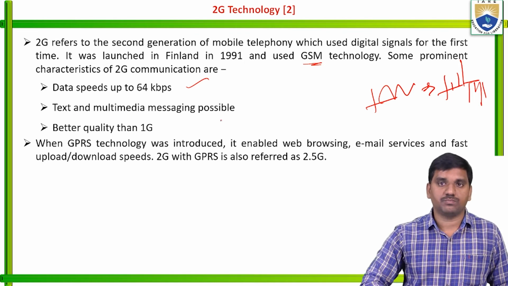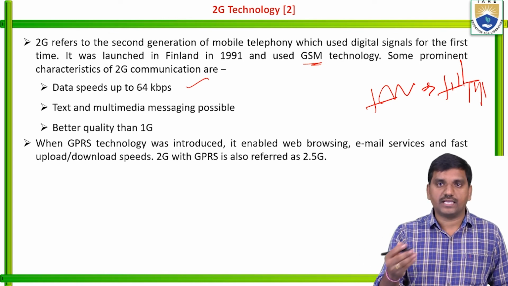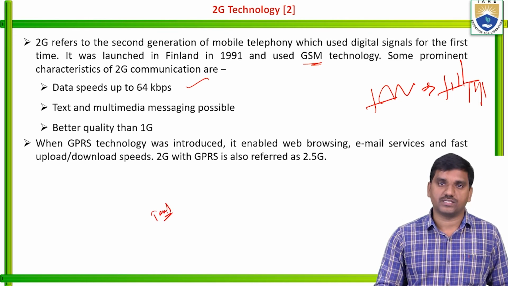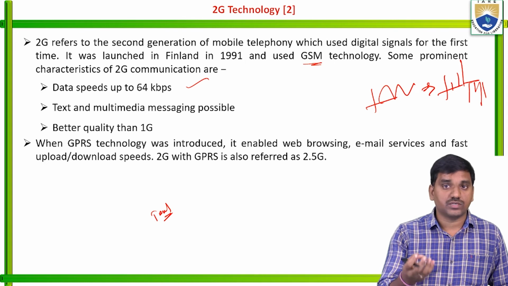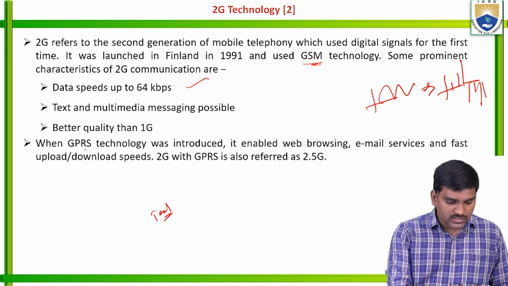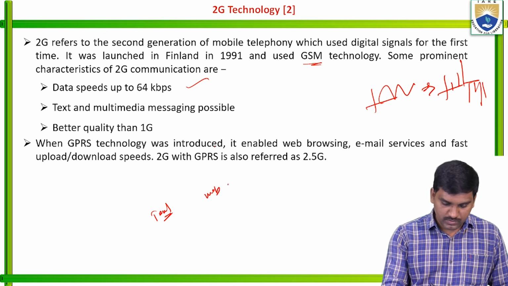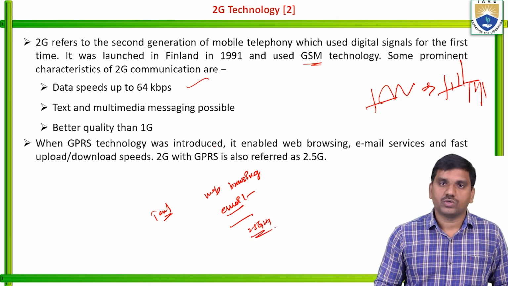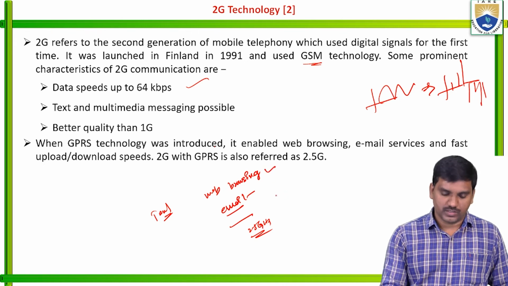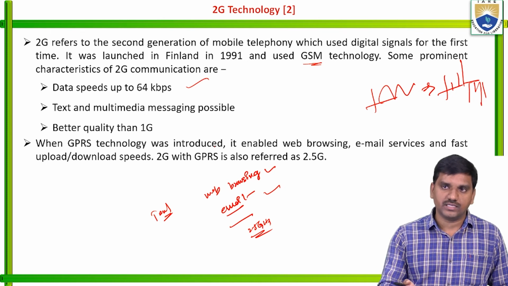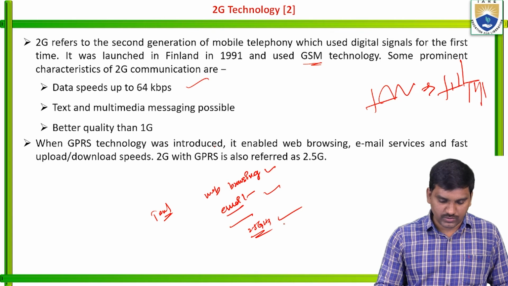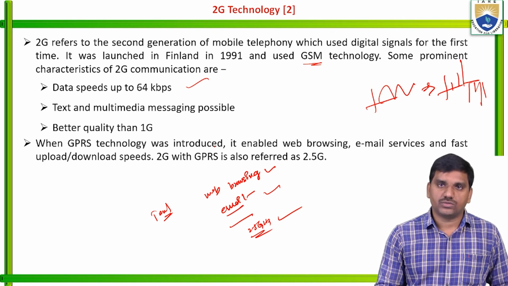Next, text and multimedia messaging possible. So hi, hello everyone, what are you doing, like that. We text messages through the GSM mobiles. Next, better quality than 1G. So we have some improvement in 2G. When GPRS, General Packet Radio Service technology was introduced, it enabled web browsing, email services, upload and download. In 2G, we just played with web browsing, emails, sending and receiving information. GPRS is also referred to as 2.5G. So this is about 2G technology.